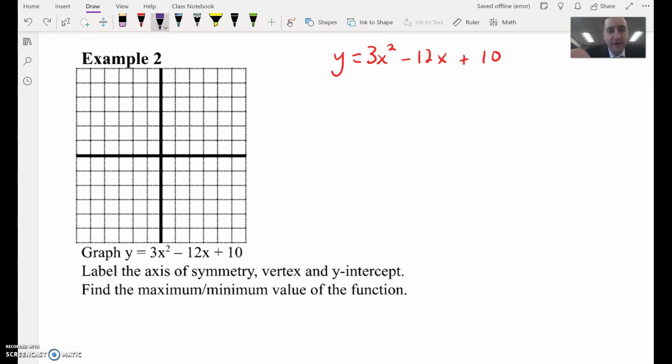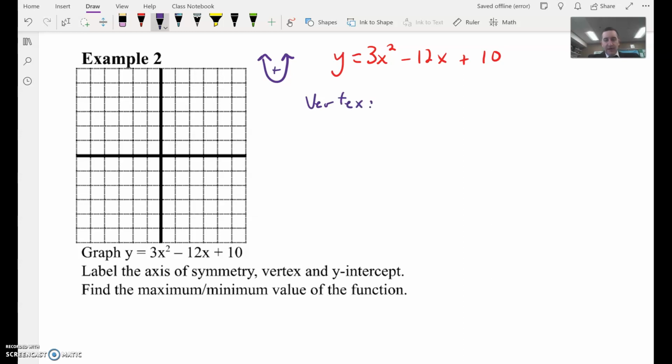Okay, is it opening up or down? Is it going to be going this way, or is it going to be going this way? That's the next thing we got to answer. And looking at this, it is a positive 3. So since it is a positive 3, it's opening up. So now let's go find the vertex. That's the key point. Everything is built off of the vertex.